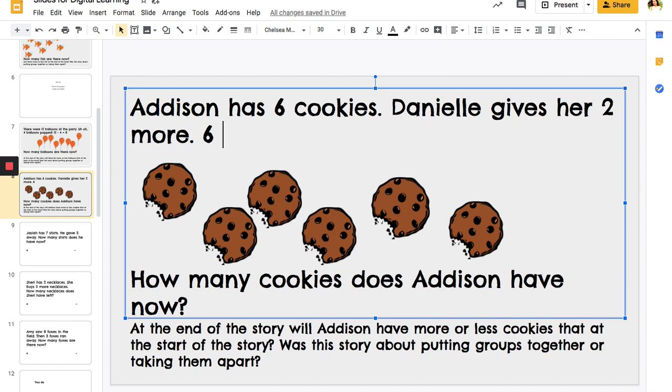So Addison tiene 6 galletitas. Danielle le da 2 más, ¿ok? So inmediatamente voy a escribir el número 6 y voy a dibujar 6 círculos en mi papel. So you should be working on your paper right now and writing your number 6 and drawing 6 circles.